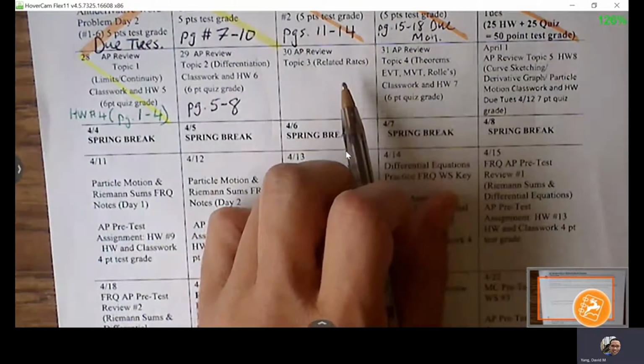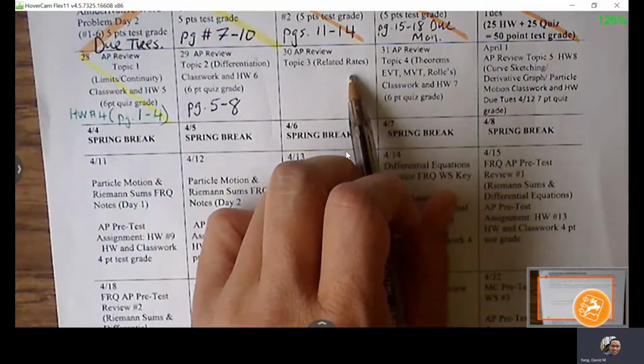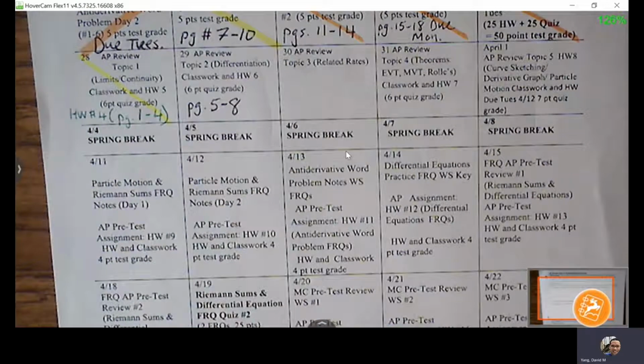So today we're going to look at related rates. So if we can turn to page 9.